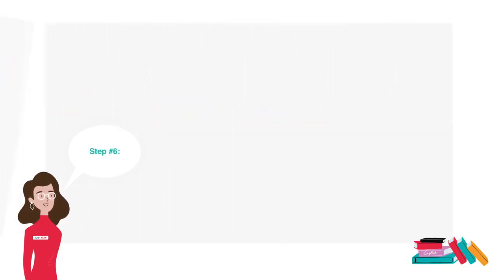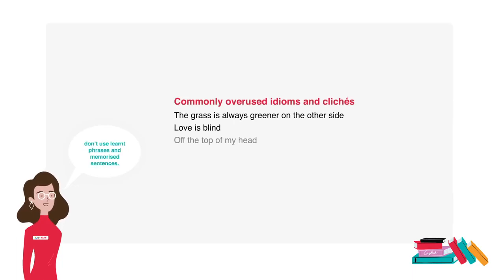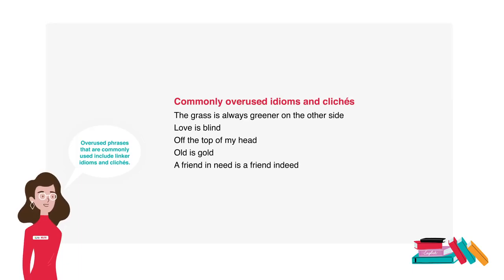Step 6. Don't use memorised language learnt off phrases and examples. As mentioned in Step 5, don't use phrases and memorised sentences. Examiners find them incredibly easy to spot. Overused phrases that are commonly used include linker idioms and clichés.